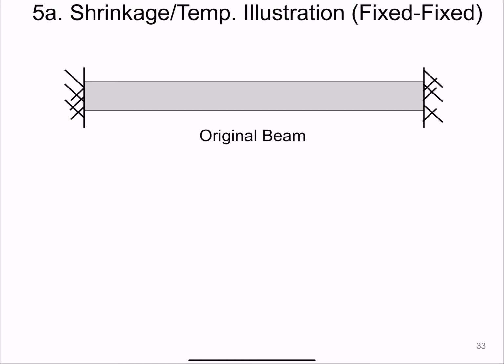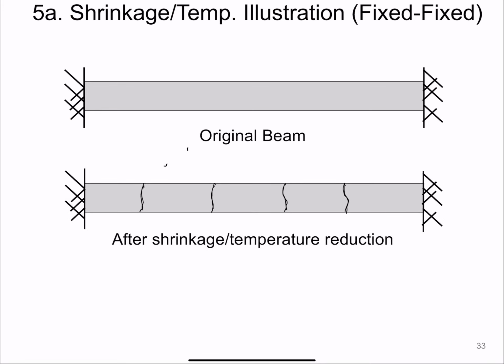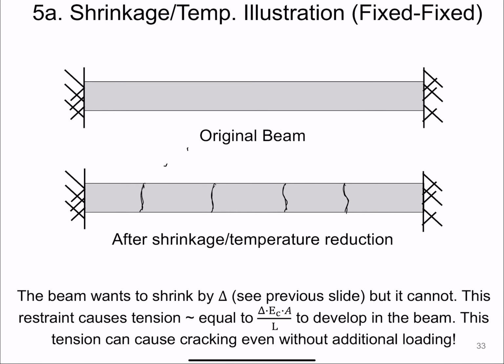What if you fixed it? In some applications you have to have a fixed condition. Now, when it tries to contract, it cannot, so it will crack. So supports will introduce these effects that you have to consider. The beam will want to shrink by a length delta.